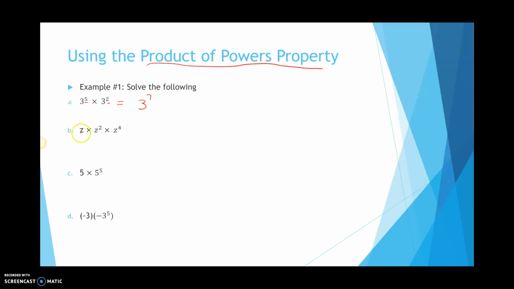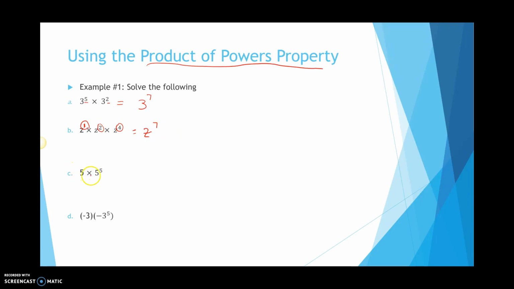Notice for b, we're not working with numbers for my bases. They're variables, but same idea. When we don't have an exponent, for instance z here, we have z times z to the 2nd times z to the 4th. Think of this as z to the 1. My answer here is going to be z, because my base is the same, and I add my exponents, 1, 2, and 4, and I get an exponent of 7.